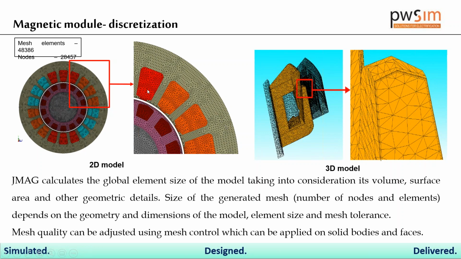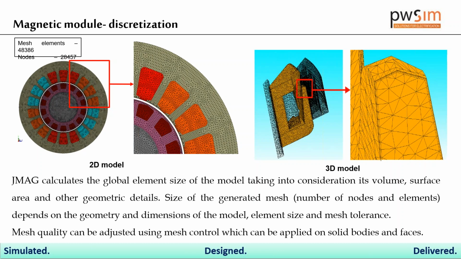So if you want to do a model with complete accuracy, you can make a thin mesh on every part. One of the most important features in JMAG is that it supports automatic meshing. So even if you don't have much idea about finite element analysis, you can come up with a meshed model. If you have more details about the finite element analysis, you can go for the different mesh options that are available.